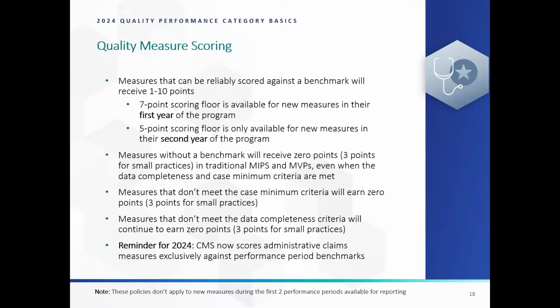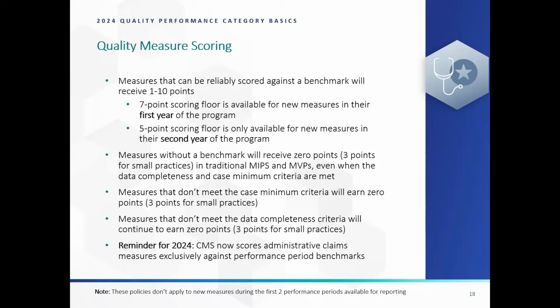The measures that can be reliably scored against the benchmark will receive 1 to 10 points. I just want to highlight that in regard to new measures, the scoring floor is a little bit different. For measures in their first year of their program, they will receive a 7-point scoring floor. For new measures that are in their second year of the program, there is a 5-point scoring floor. The measures without a benchmark will receive 0 points in traditional MIPS and MVPs, even when the data completeness and case minimum criteria are met.